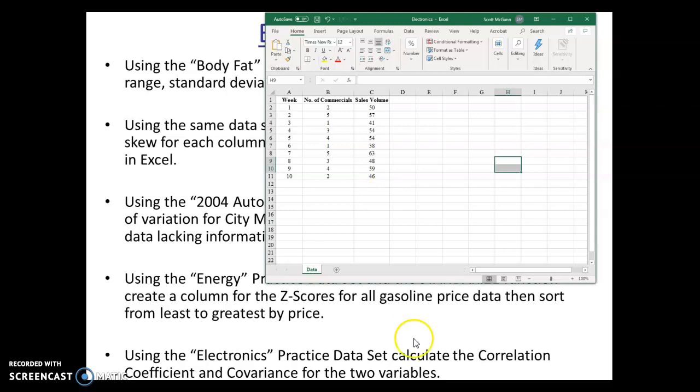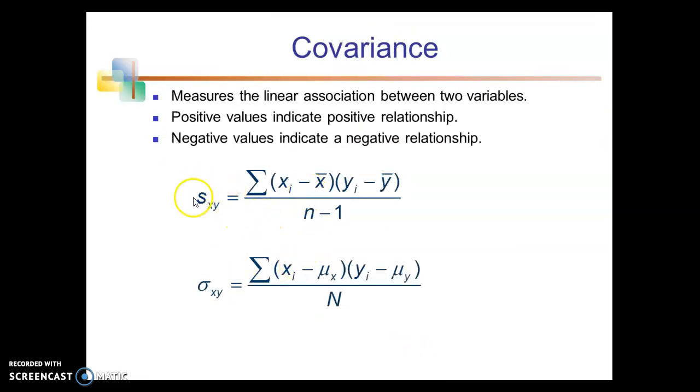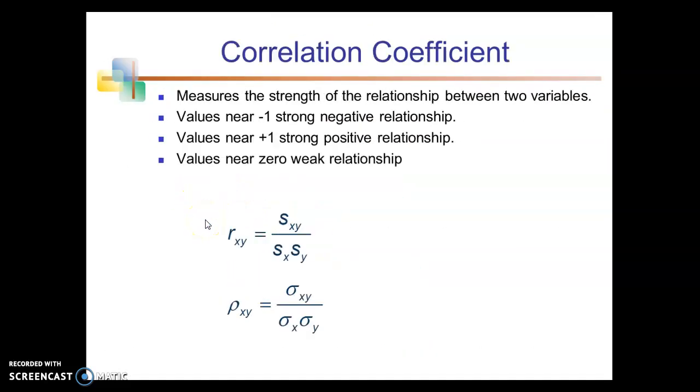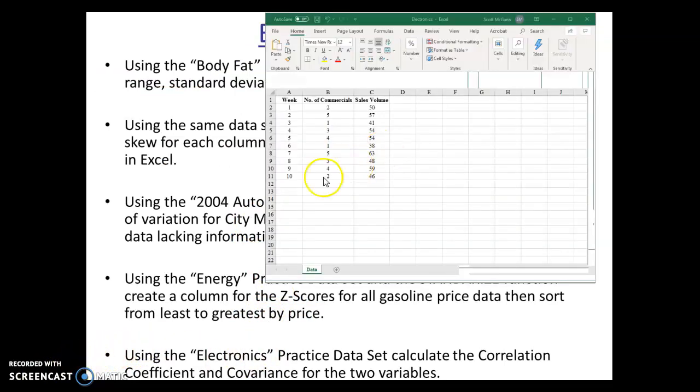Let's start with the covariance, because we know from previous slides that the covariance actually factors into the correlation coefficient as the numerator. So let's start with the covariance. First thing we need is to look at the data. We've got weeks here, number of commercials, and sales volume.